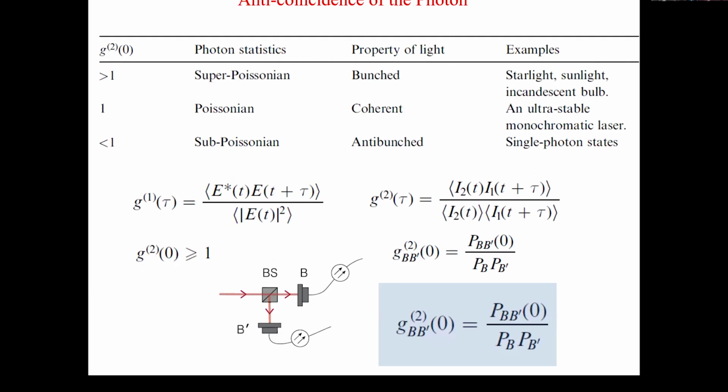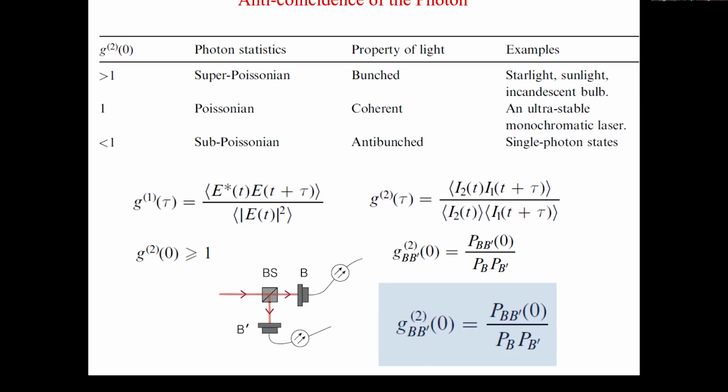Alright, so this is a summary. If my photon statistics is super-Poissonian, light is bunched; Poissonian, coherent; sub-Poissonian, anti-bunched. And we want to work with this scenario: sub-Poissonian statistics, anti-bunched light, and these are the single photon states that we're looking for. But how do we distinguish between them in an experiment? We really want to do quantifiable measurements. So we use this mathematical figure of merit, which is called the second order correlation function.